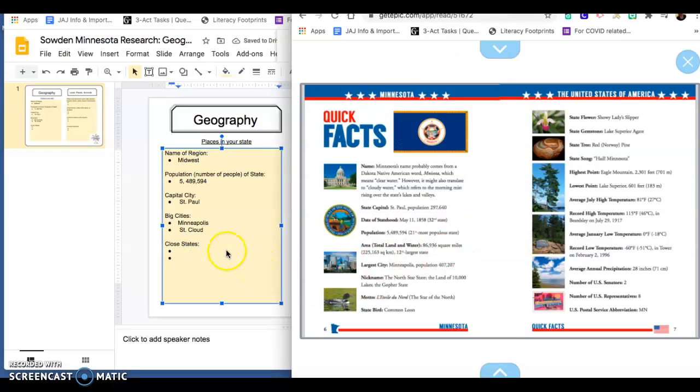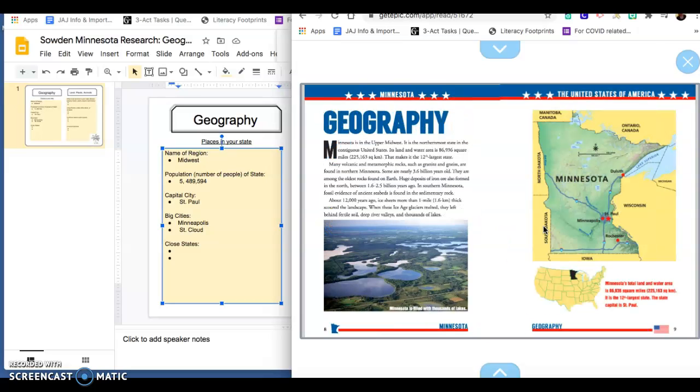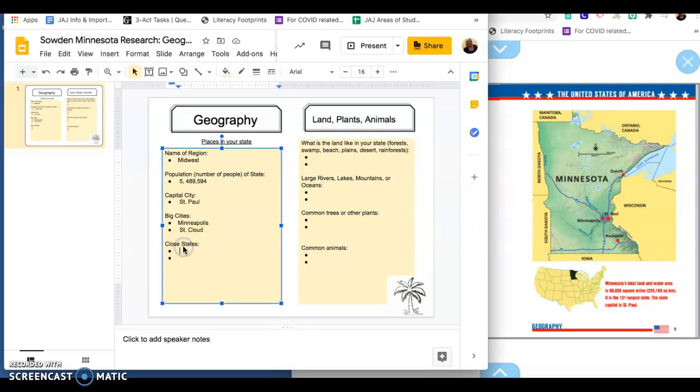All right, close states. So we're going to look at the close states that are around it. And I can look on this map right here and see that Wisconsin is near us, and Iowa, and South Dakota, and North Dakota. So I'm just going to put South Dakota, North Dakota, Wisconsin, and Iowa. Okay.